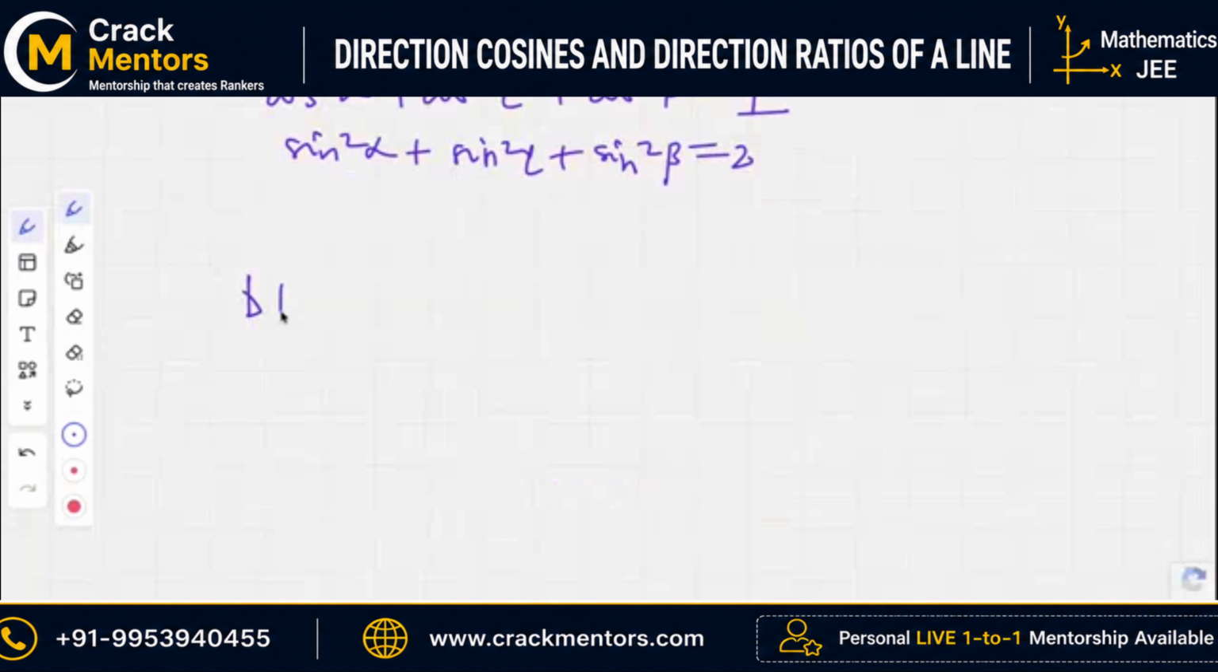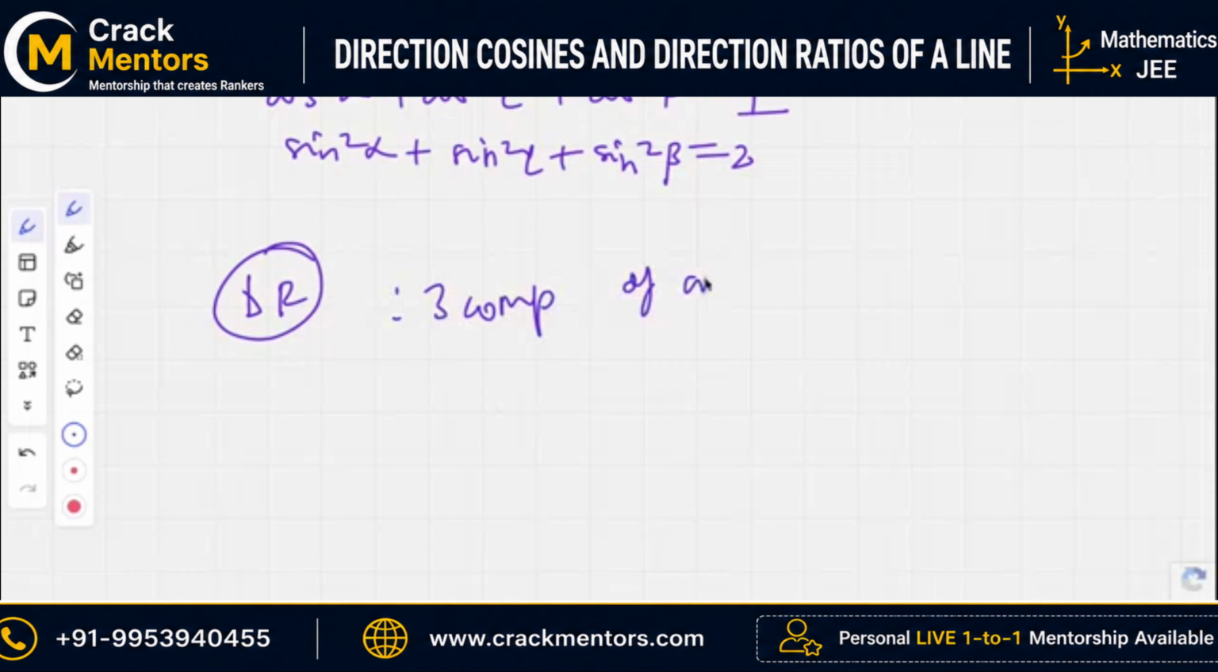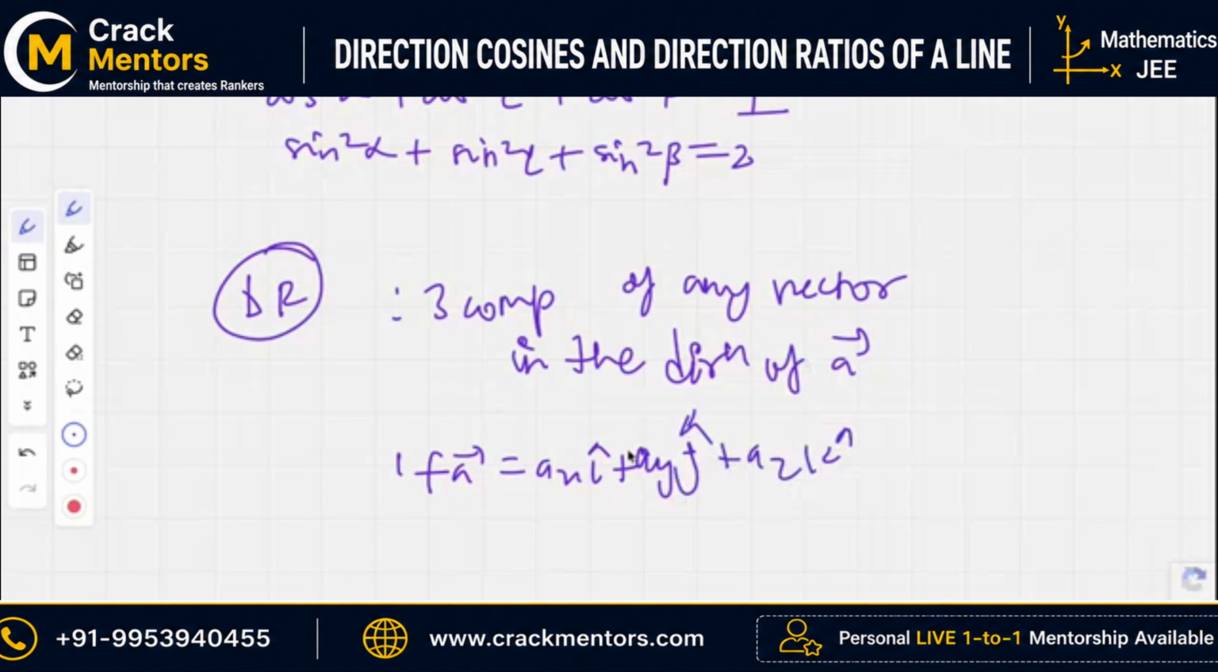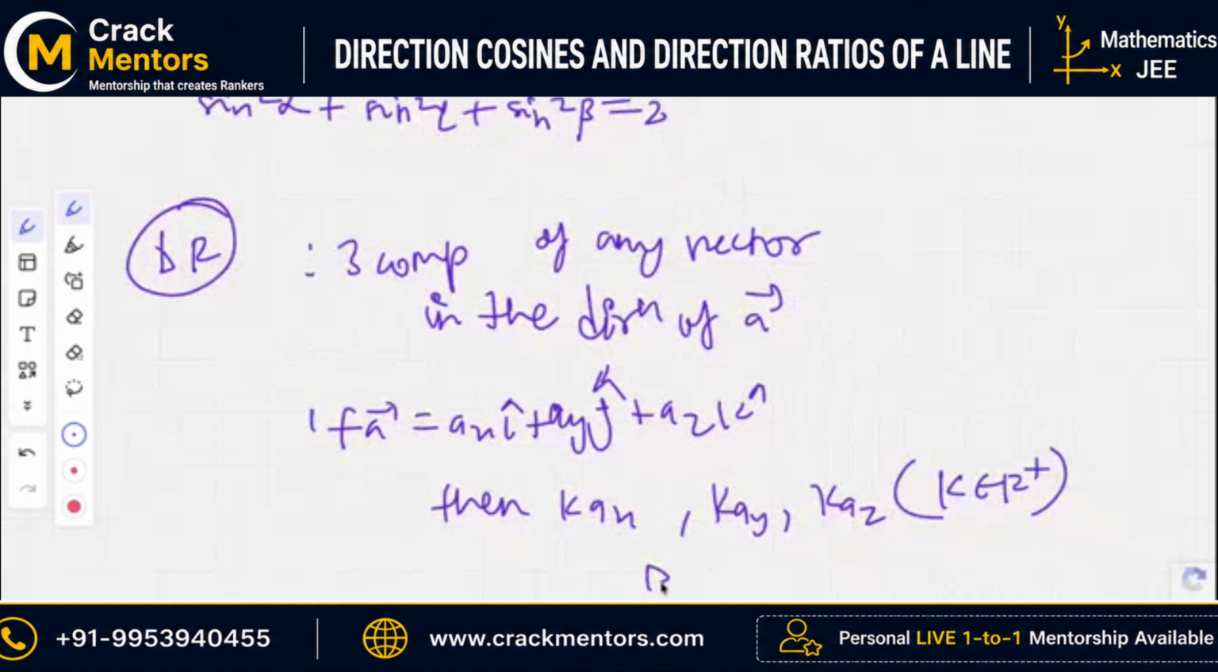Next, let's go to direction ratios. So direction ratios of a vector A is basically three components of any vector in the direction of a vector. We can see how direction cosines are unique. Technically, if A is a vector, which is like say ax i cap plus ay j cap plus az k cap, then kax, kay, kaz, where k belongs to some positive real, are my direction ratios.